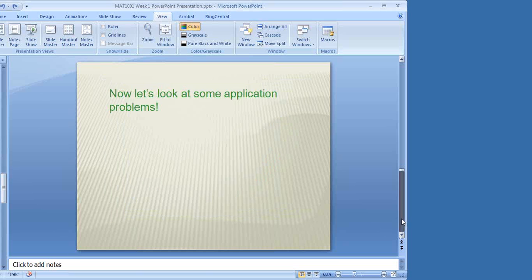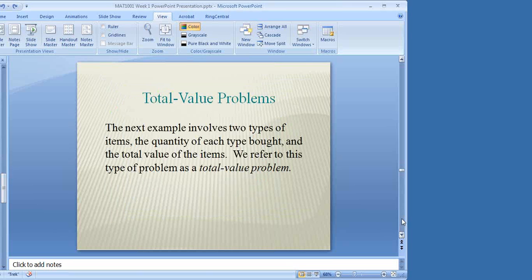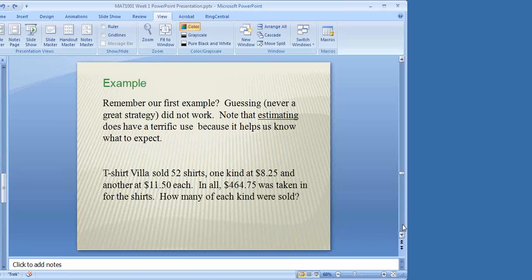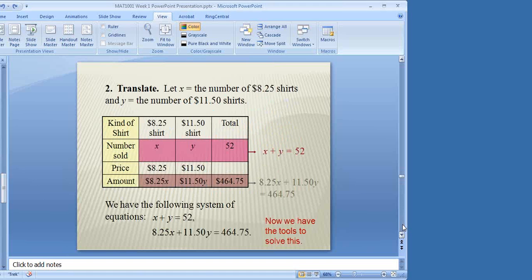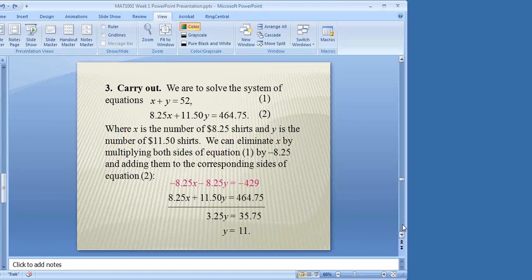All right. Just quickly, we'll take a couple of minutes to talk about at least the setup on some word problems, and then I'll let you look in the PowerPoint presentation for these in great detail. But remember the first example we did on the very first video about the t-shirt example. Now that t-shirt example, we had the setup, and it looked like that. And we agreed, hopefully we all agreed, that guessing was not a great idea. So we're going to go ahead and now solve the system.